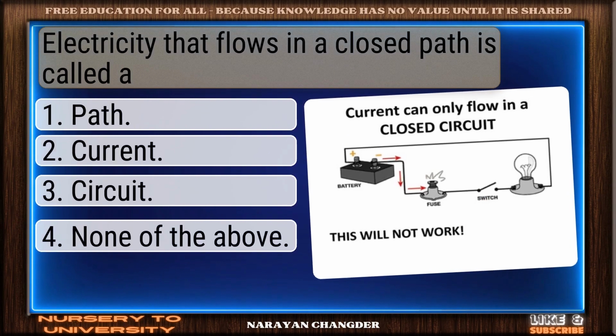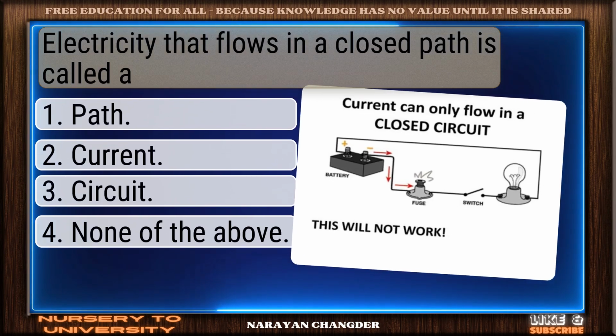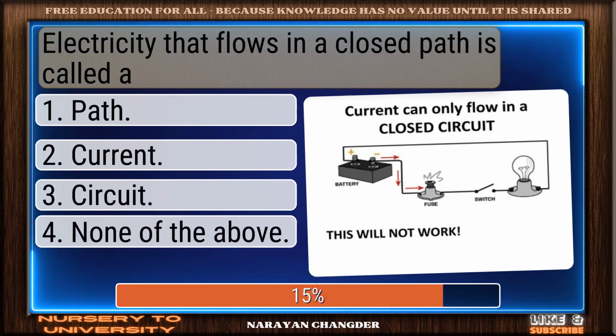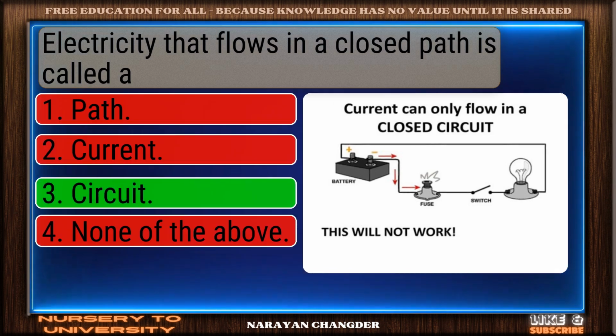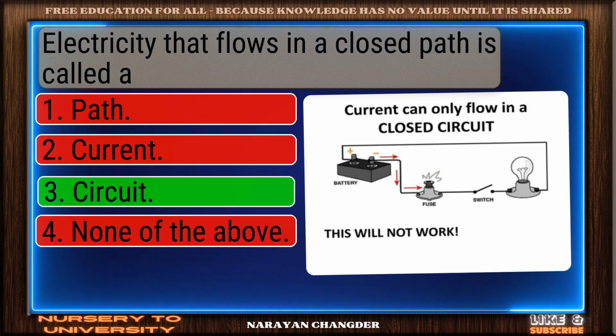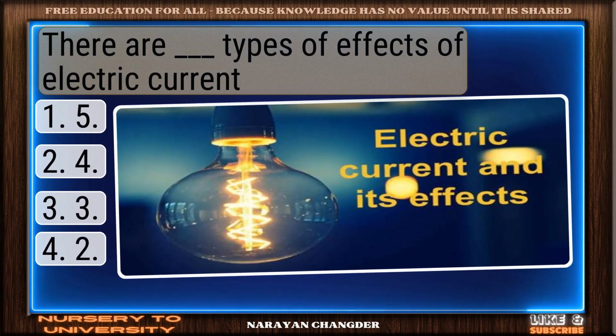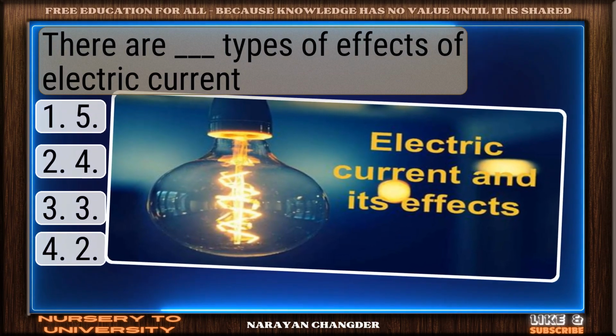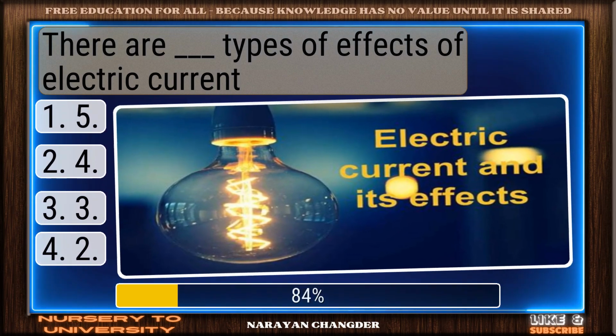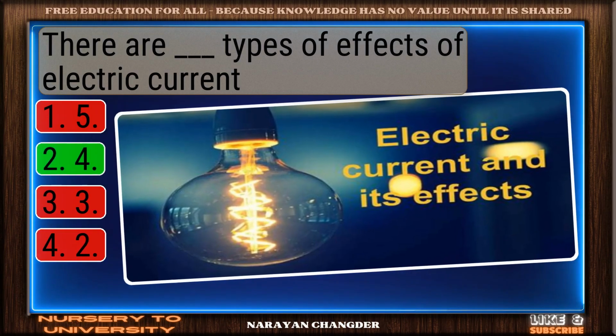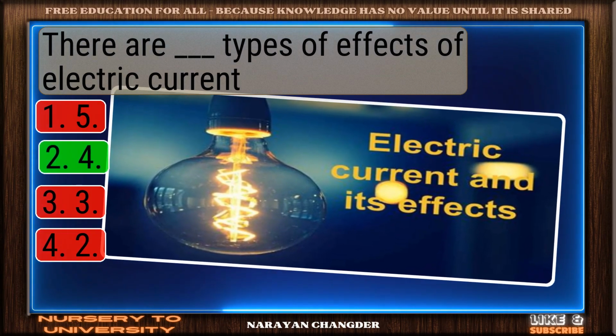Question number 23. Electricity that flows in a closed path is called a. Nicely done. Circuit is a solid answer. Question number 24. There are dash types of effects of electric current. Solid response. 4 is a valid choice.